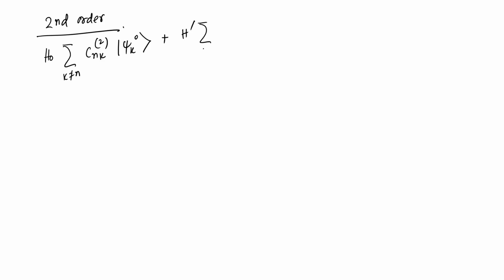So, the second order. We have H 0, and then k not equal to n, and we have C n k 2 psi k 0, plus H prime, and then k not equal to n, and we have C n k 1 psi k 0, equal to E n 0, and then k not equal to n, and you have C n k 2 psi k 0. So, yes, that is correct.